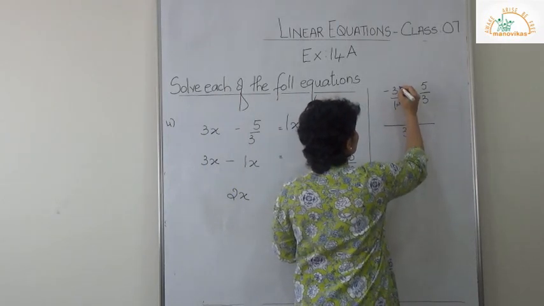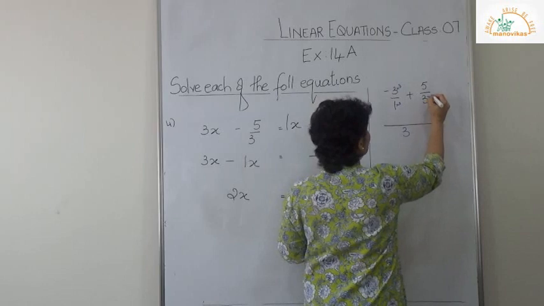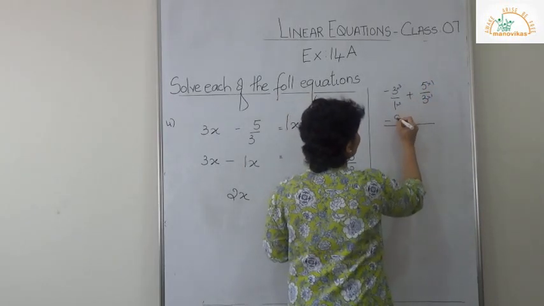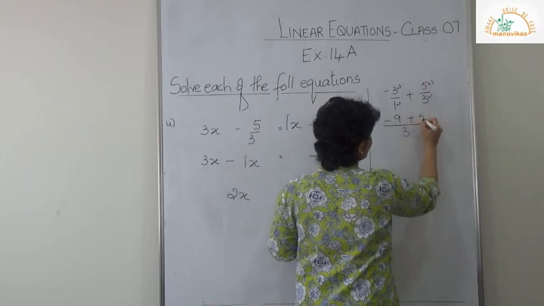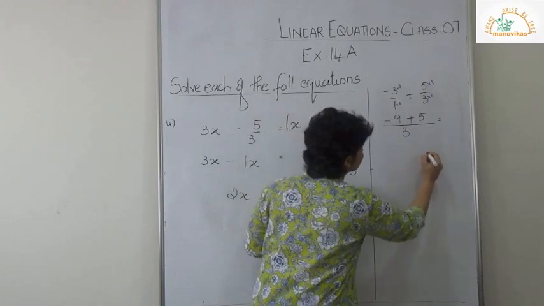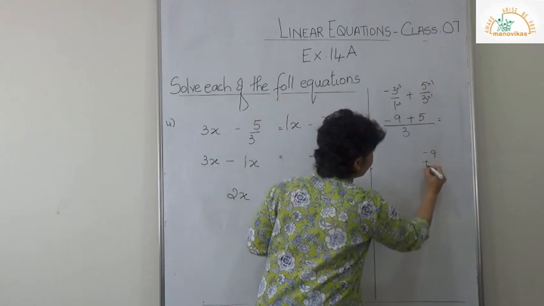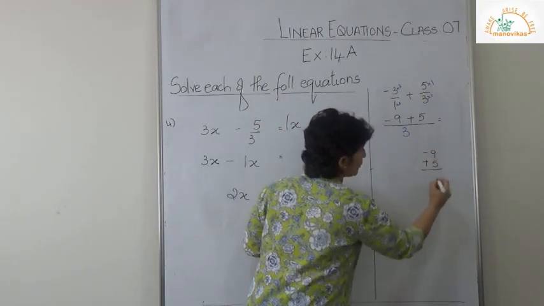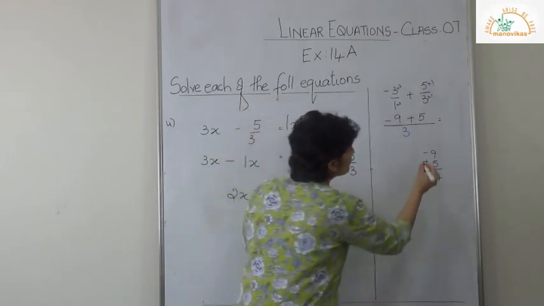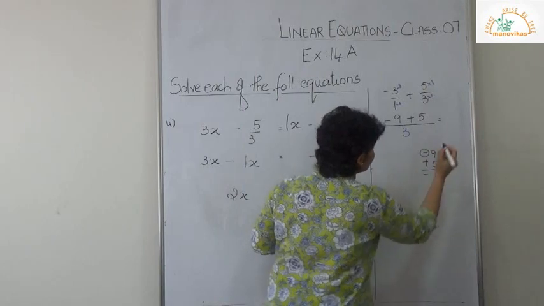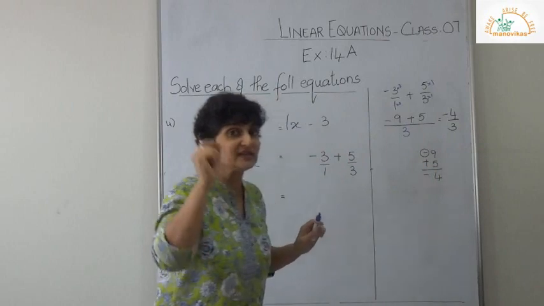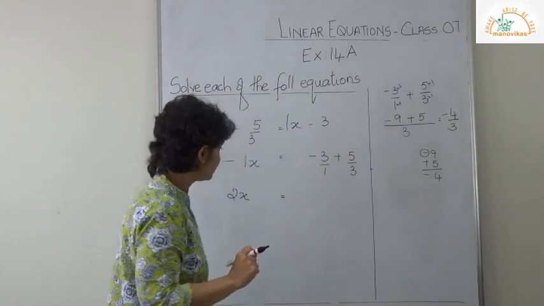1 goes 3 times. 3 will go 1 time. So minus 3 3s are 9 plus 5. So children, different family, please be careful. Minus 9 plus 5. So that is 9 minus 5 gives you 4. Put the sign of the bigger number. Minus 4 upon 3. Please be careful with the signs.